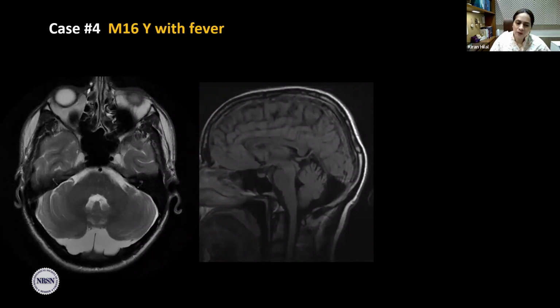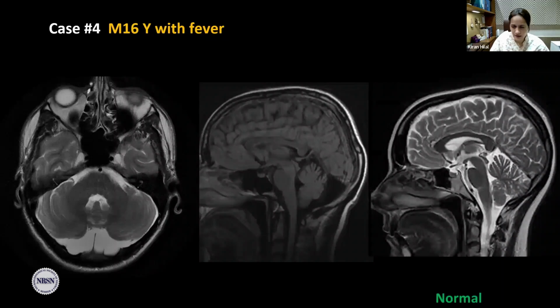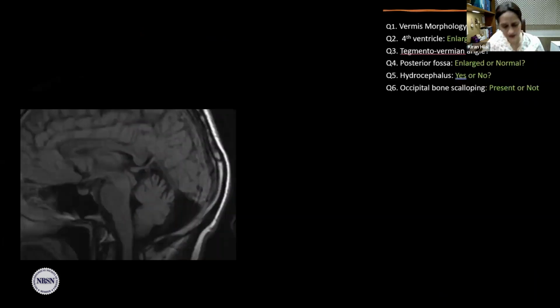When I was reporting, I found this cystic area in the posterior cranial fossa. Again, I was questioning, what is this? This is something which is not normal. Just compare it with the normal. There shouldn't be anything behind the vermis or inferior to the vermis, but yes, we can see it. Now, let's start solving this case with our 6 questions.